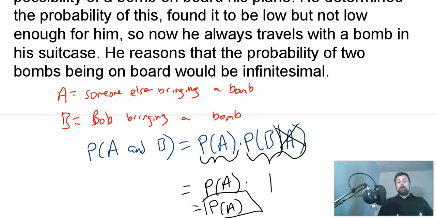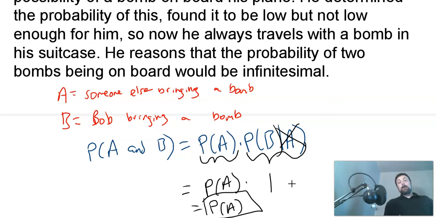It stays the same. So the probability of there being two bombs on the plane, with Bob bringing one of those bombs, is the same as the probability of there being a bomb on the plane to begin with, right? Again, the probabilities aren't going to get lowered because Bob has made this choice, because the probability of him bringing a bomb on the plane is 1. And when you multiply by 1, this overall probability does not get lowered. It stays the same, right?